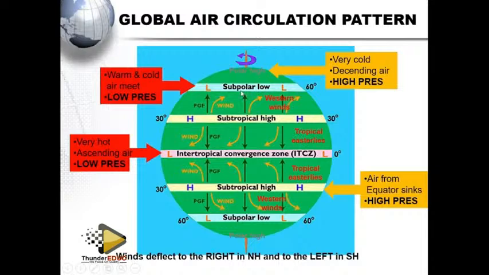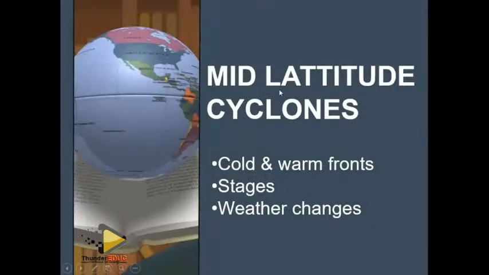mids of the latitudes. So it is occurring between 30 and 60, north of the equator, the same way 30 and 60, south of the equator. Okay, so it's called mid-latitude cyclone.